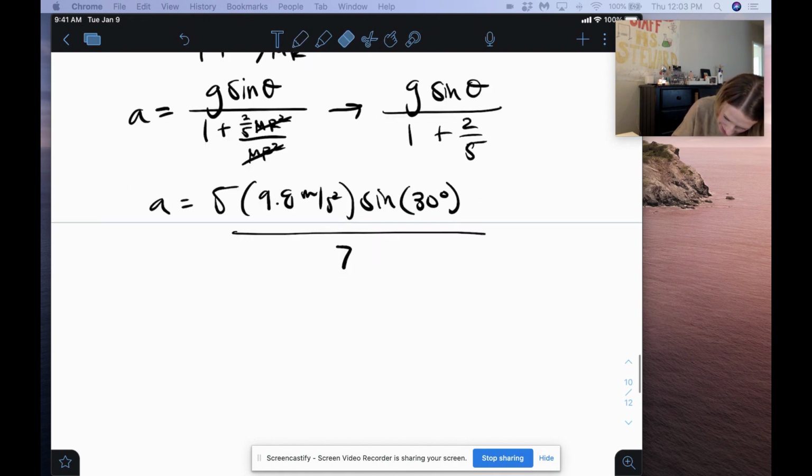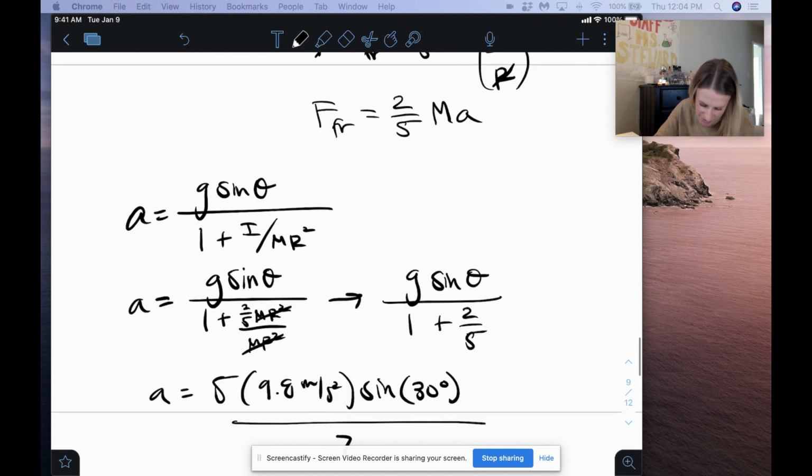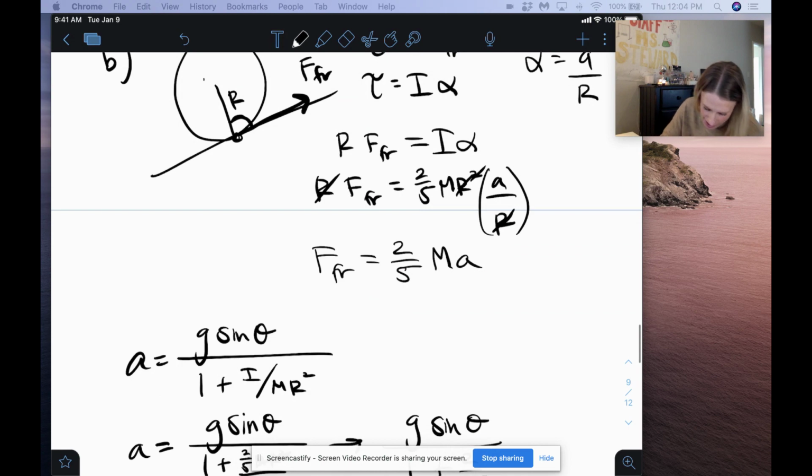So here we end up getting an acceleration of, and again, I'm using my phone as my calculator because my calculator's in the other room. So sine of 30, and then I'm multiplying that by 9.8 times 5, and then dividing that by 7, and I end up getting an acceleration of 3.5 meters per second squared. Now, of course, this is down the ramp here, okay? So down the ramp, I get an acceleration of 3.5 meters per second squared. So I'm going to plug that in for my acceleration up here, but of course, I know that the force of friction is up the ramp.